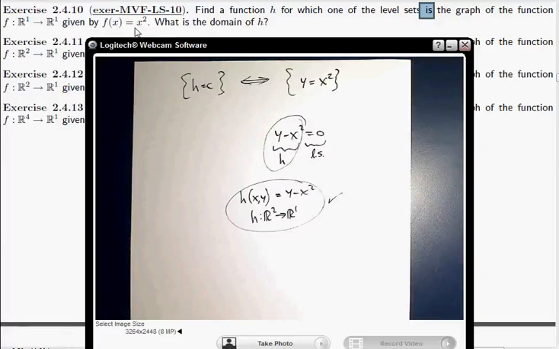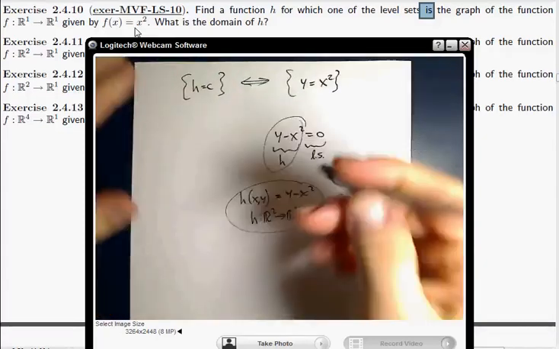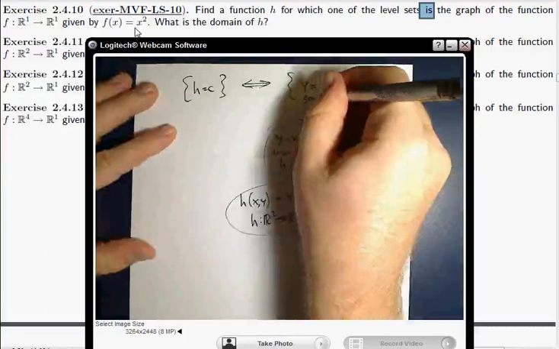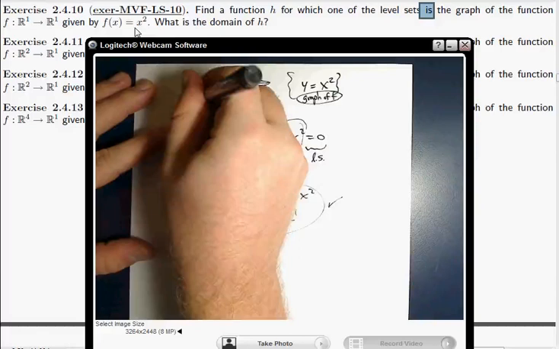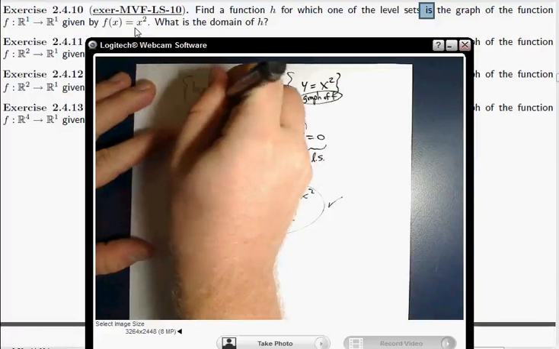No, so the graph of f lives in R2. So here's the thing: we're not talking about level sets of f. We're talking about finding a function h that we can take level sets of that would give us the same thing as if we took the graph of f. So this is the graph of f. And they want that to be the level set. Yeah, that's right. And we want that to be the same as a level set of h.